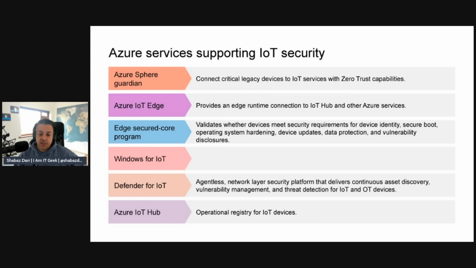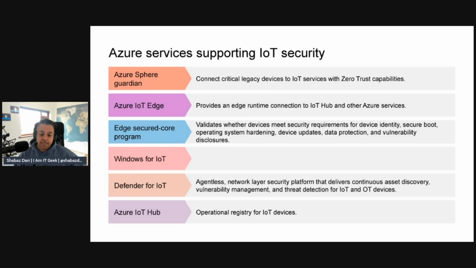We then have the Edge Secured Core program, which provides and validates whether devices meet security requirements for device identity, secure boot, operating system hardening, device updates, data protection, and vulnerability disclosures. The Edge Secured Core program requirements are distilled from various industry requirements and security engineering points of view. Windows for IoT is going to help ensure security across key pillars for the IoT security spectrum.